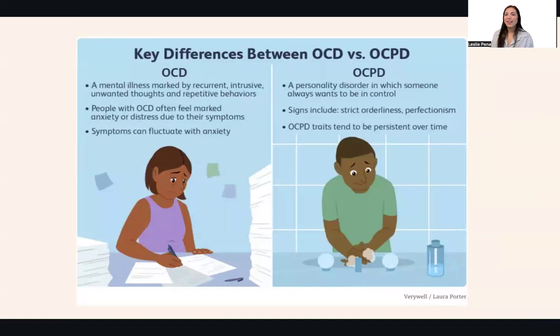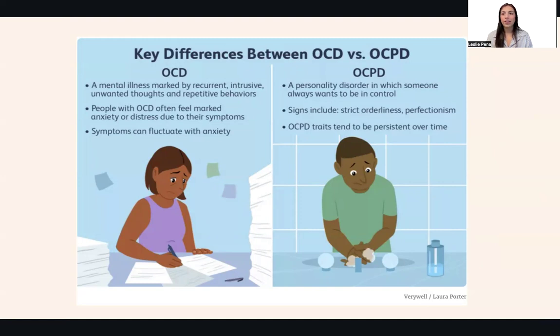Oh, yay, my fave. This is obsessive compulsive personality disorder, not to be confused with obsessive compulsive disorder. So obsessive compulsive disorder is a mental disorder marked by recurrent, intrusive, and unwanted thoughts or behavior. So say, for example, somebody with OCD would not be able to leave their house before they checked everything 30 times to make sure everything was turned off.